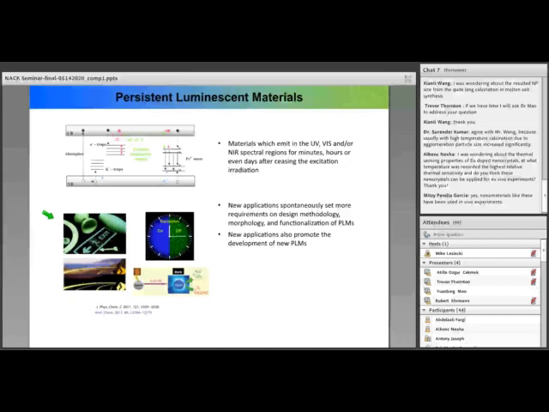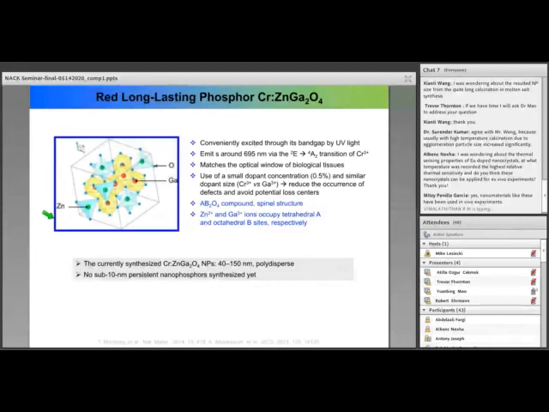There are many kinds of applications, but because of time, I won't go into the details. I will focus on the results. The materials we are focusing on have this type of composition. Zinc gallate has a spinel structure, and we use chromium as a dopant because it emits at this specific wavelength, in the near IR range. That is very good for the optical window of biological tissues, so that's why we work with this.